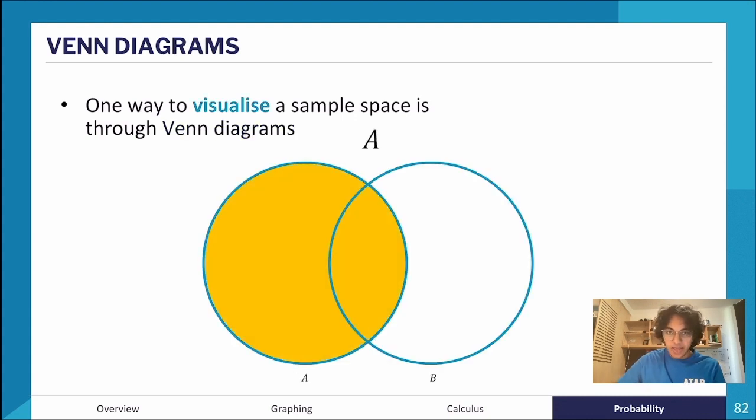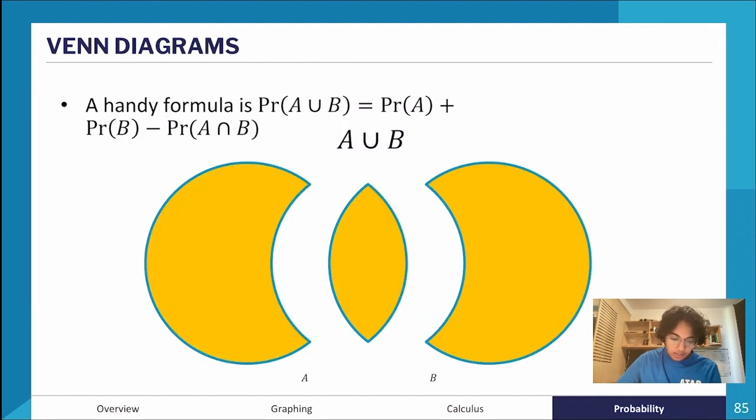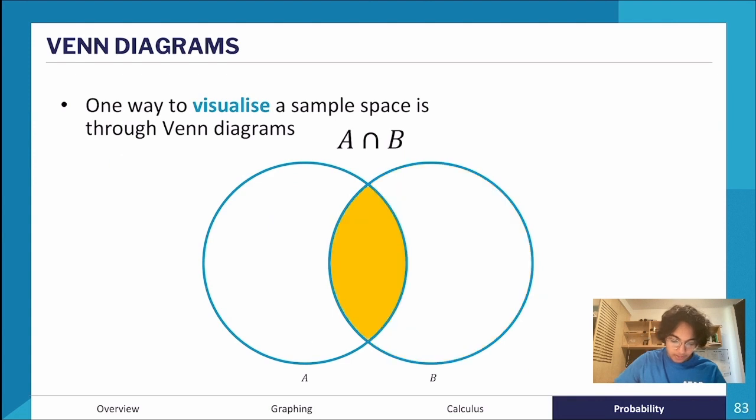So the probability of A is just given by the yellow bit. A intersection B, like earlier, is also just given by the yellow bit. The intersection between not A and B is the yellow part. And a handy formula to know is, well, how can I figure out the union, right? The way we work out the union is that we add the probability of A to the probability of B. Right? So I'll go back here.